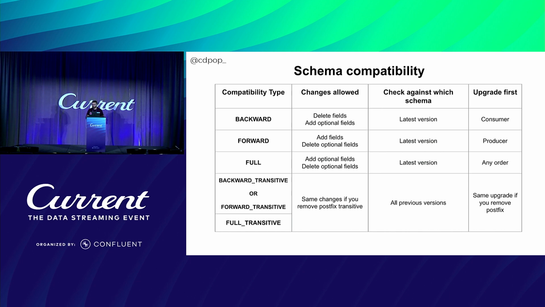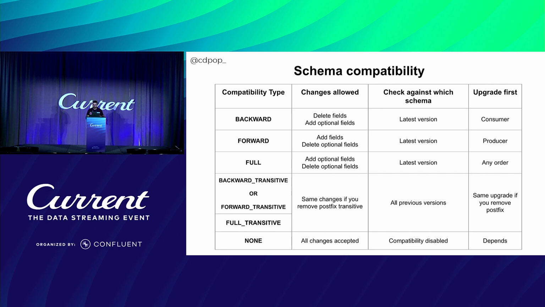And then there's 3 more. They're essentially the same if you were to remove the transitive. The main difference is that it checks against all previous schemas. So the changes allowed are the same. It's just that it checks against all previous schemas before moving forward. And then, of course, there's none, where you disable compatibility.